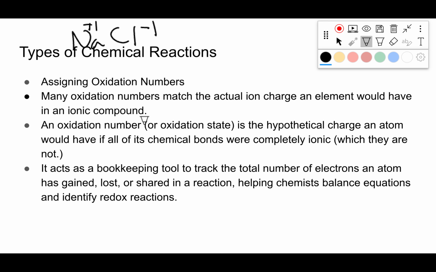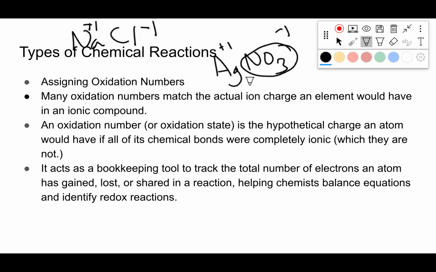An oxidation number, or oxidation state, is by definition a hypothetical charge that an atom would have if all the chemical bonds in the thing were completely ionic. But that's not true, because sometimes we have covalent compounds. Sometimes we have things that are mixed ionic and covalent, like AgNO3. The Ag to the NO3 is positive one and negative one, that is ionic, but the attractive forces within the NO3 are actually covalent. So they get a little complicated.